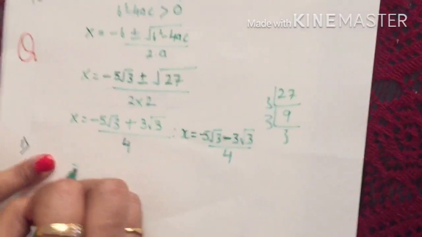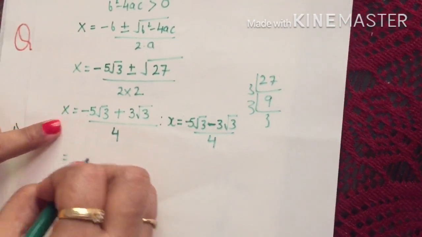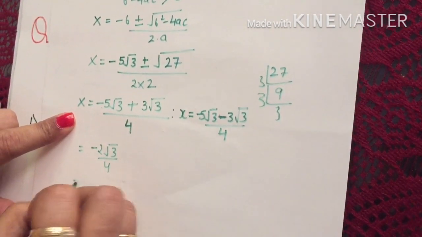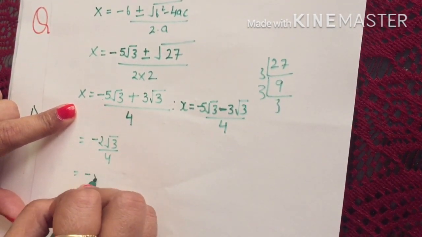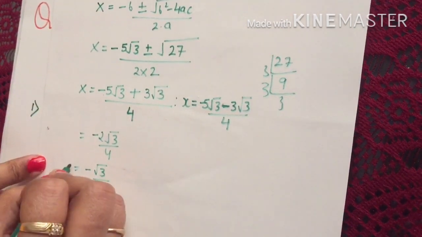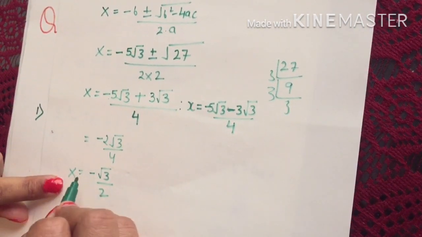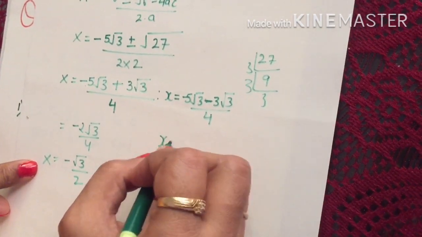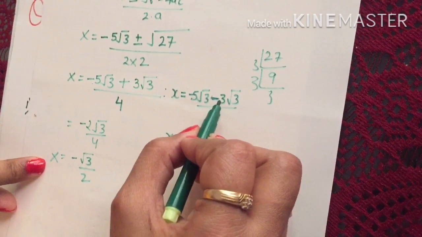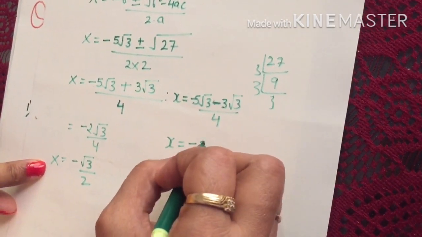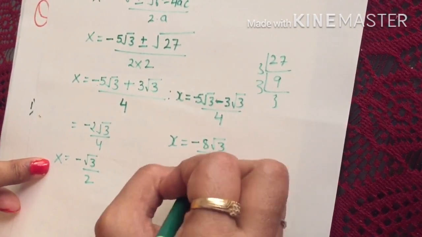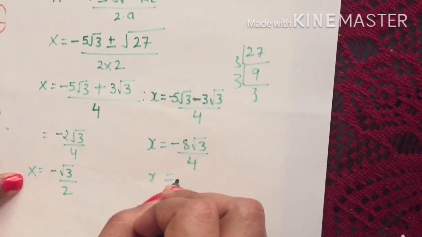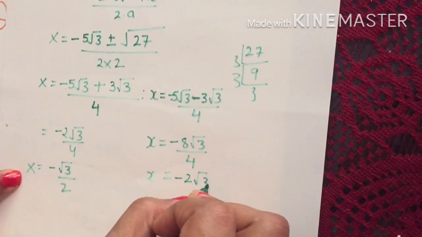One by one we will solve. So minus 5 plus 3 is minus 2 root 3 by 4. This 2 will get cancelled, so it will be minus root 3 by 2. So one root of this equation is minus root 3 by 2. Another root we'll just find out. So x equals minus 5 and minus 3, they will become minus 8 root 3 upon 4, or it will be simply equal to, 4 2s are 8, so minus 2 root 3.